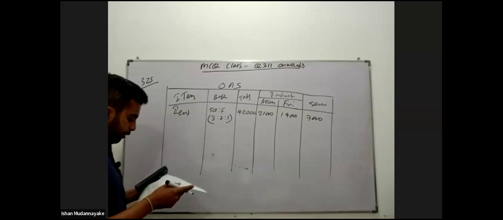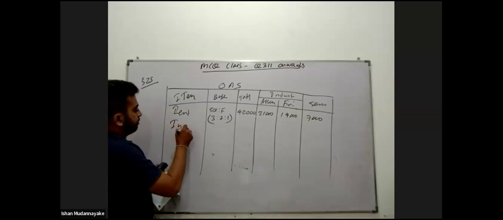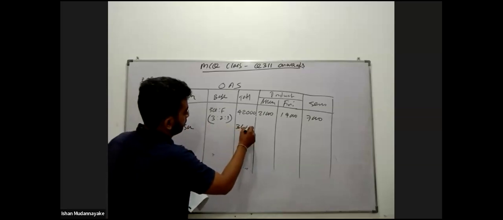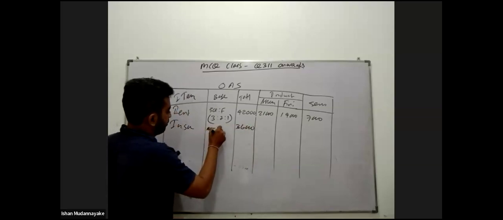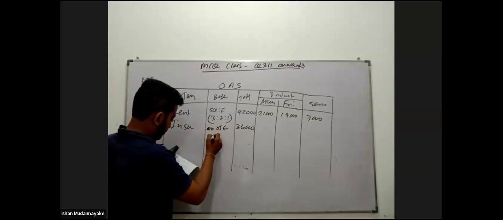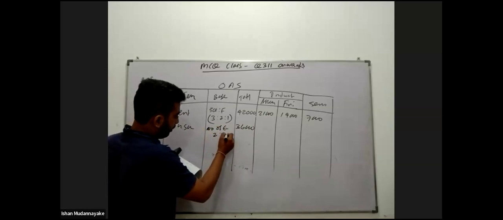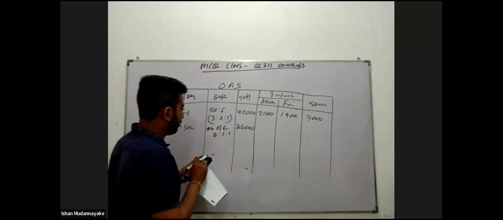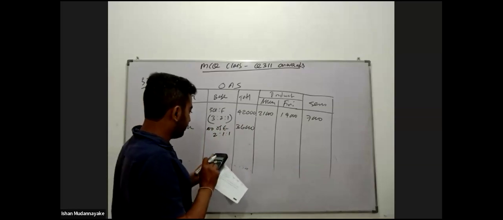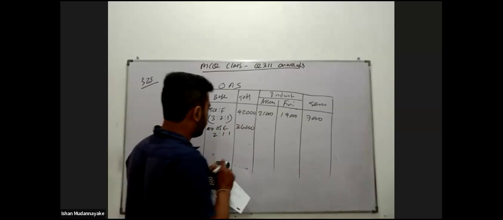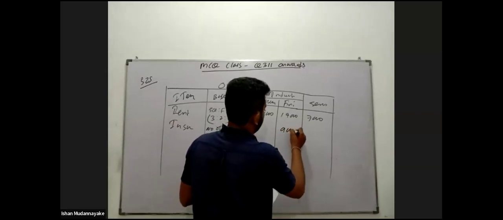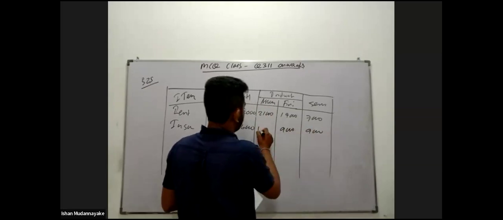Employee insurance 36,000. Number of employees 2, 1, 1. 36,000 divided by 4 is 9,000. So 18,000, 9,000, 9,000.